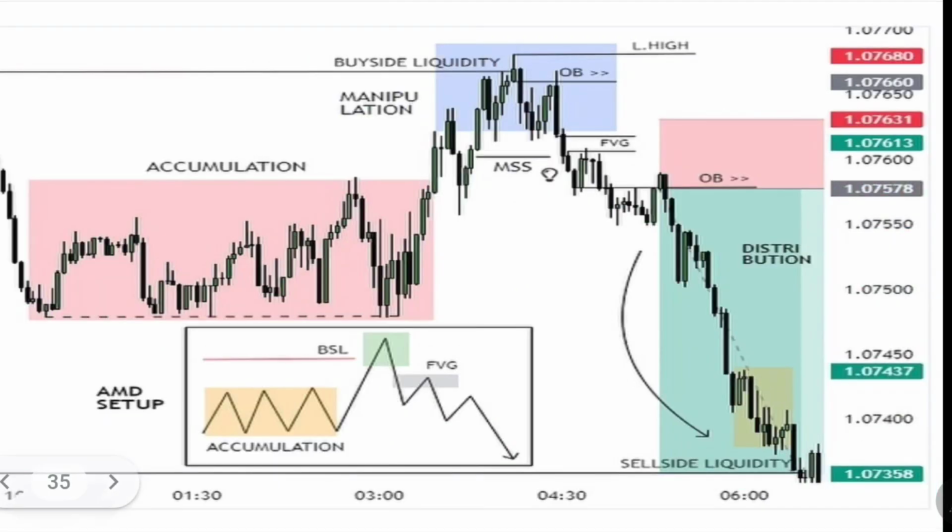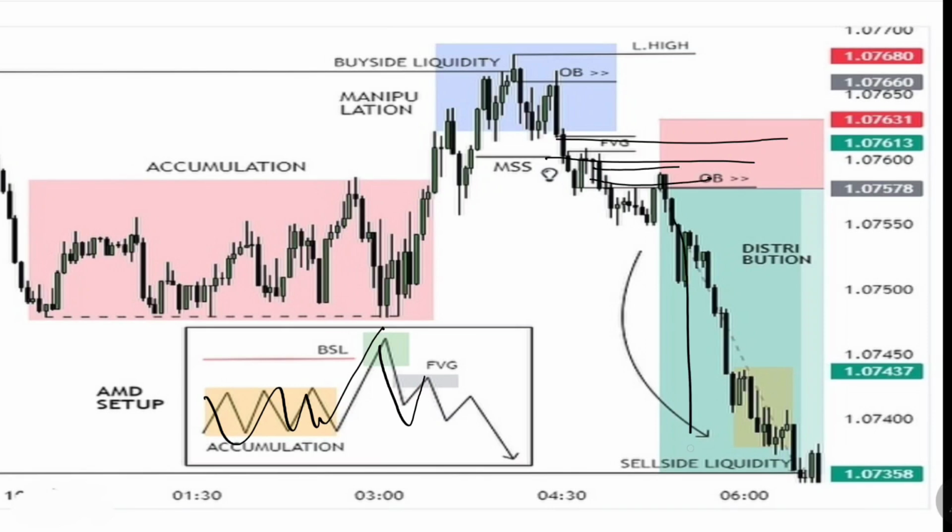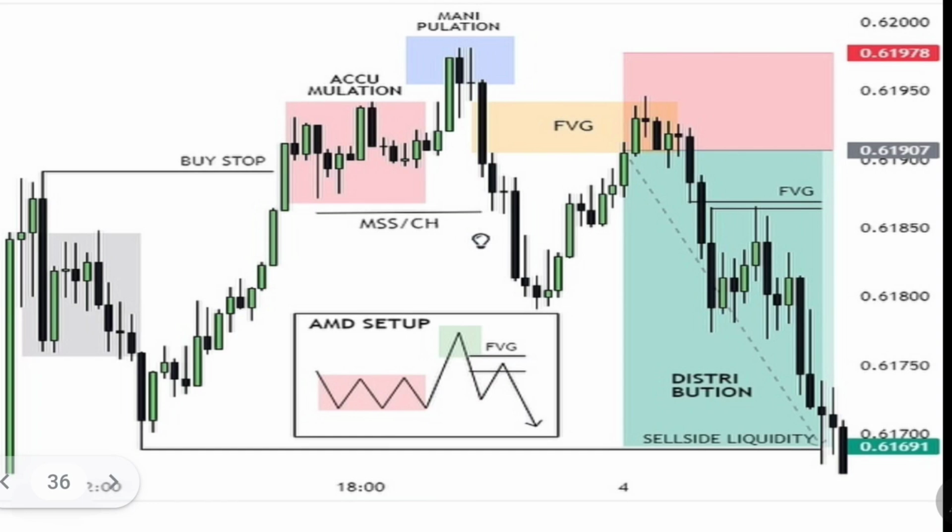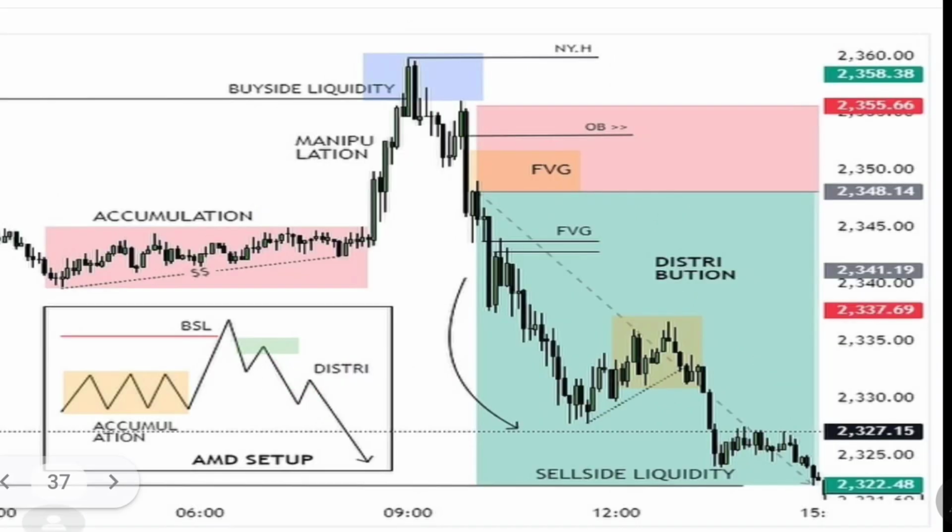Here you can see the accumulation, manipulation, distribution. There was a return to FVG right there, or even the order block here. You can see how the market sold down right there. This one as well. These are beautiful setups I got in order to show you how this works. Take your time, go through this video again. It will make more sense to you.